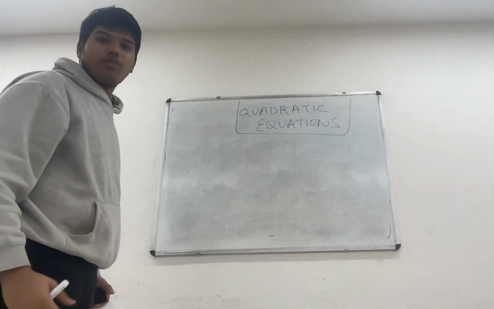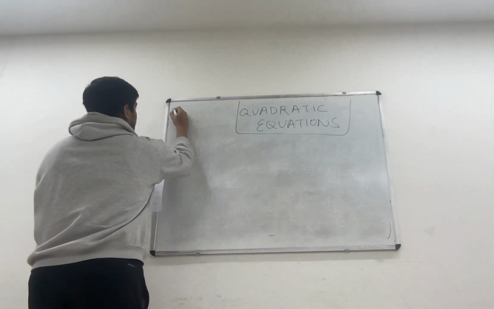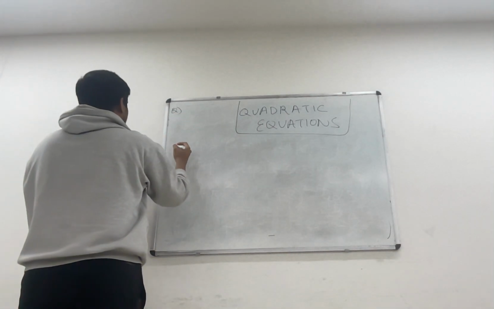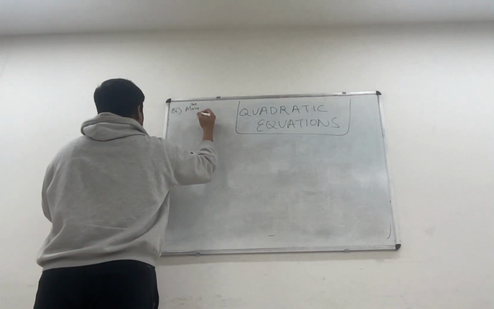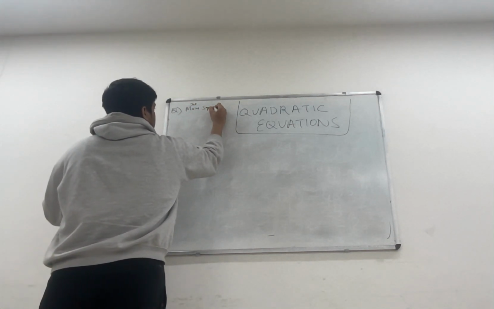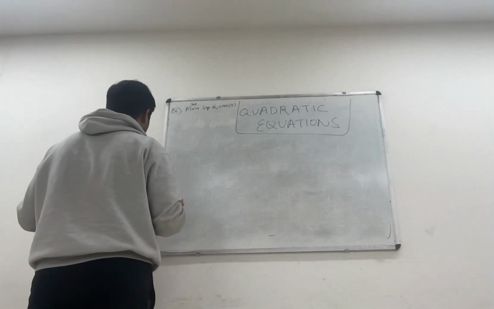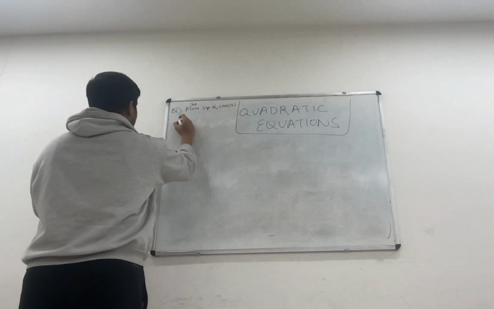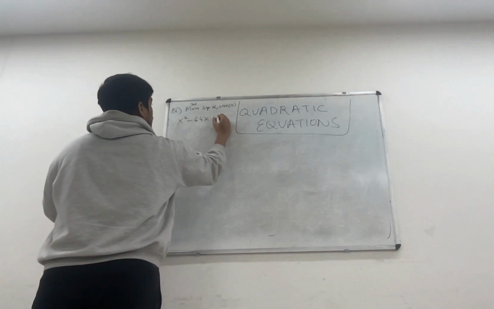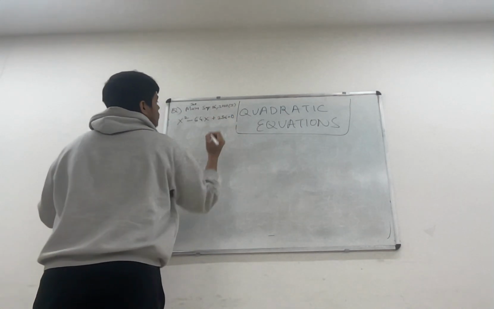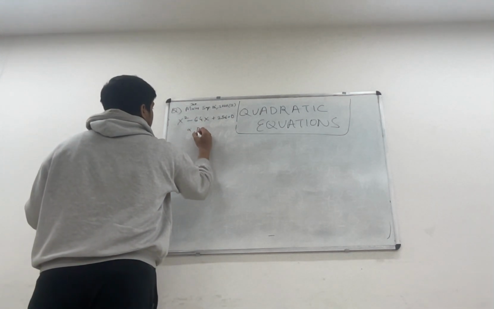Let us solve a problem from JEE Mains 2020. This is a question from your JEE Mains September 6, 2020, first shift. So what is the question? Given a quadratic equation, x square minus 64x plus 256 equal to 0. This is our quadratic equation. Let's say alpha and beta are the roots.